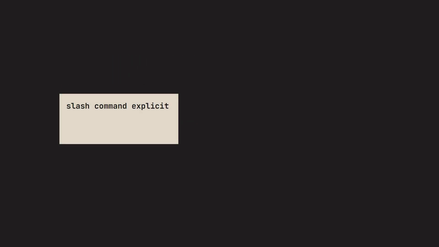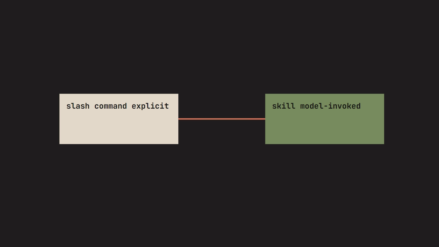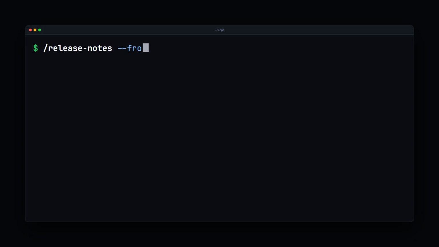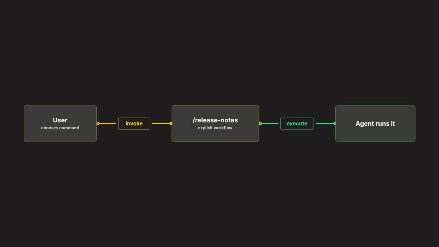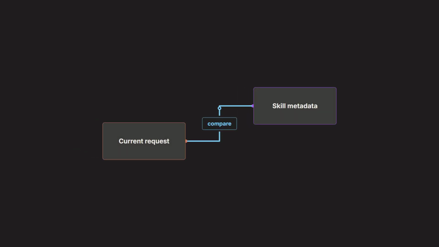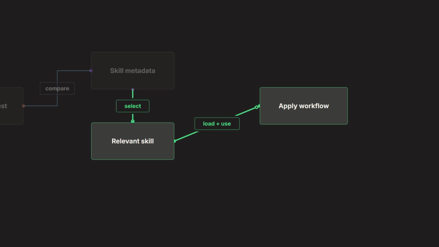Slash commands solve a different problem. A command is explicit. The user types it because they already know which workflow they want. That is useful for named actions, but it relies on the user choosing the right command. The skill can be model invoked. The agent can recognize that the current task matches the skill and apply it without the user remembering a command name.